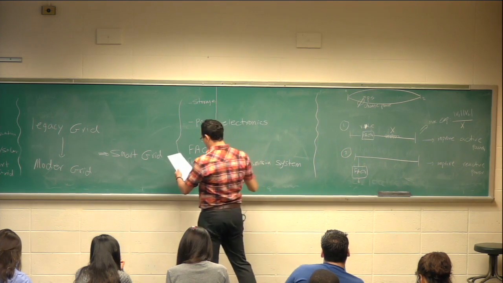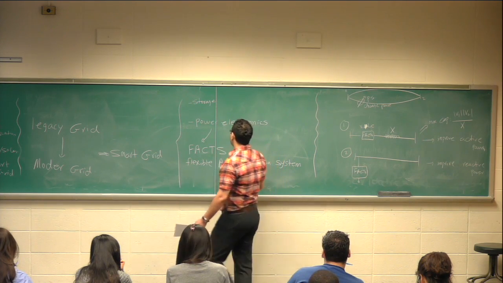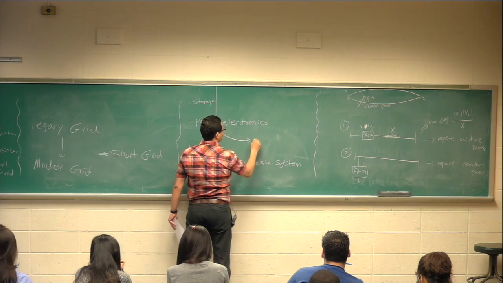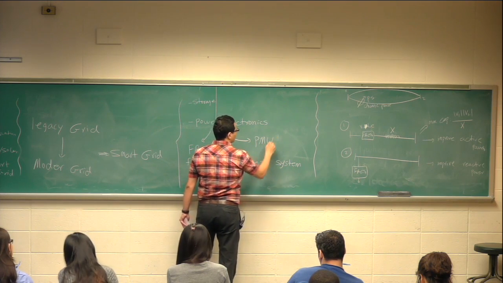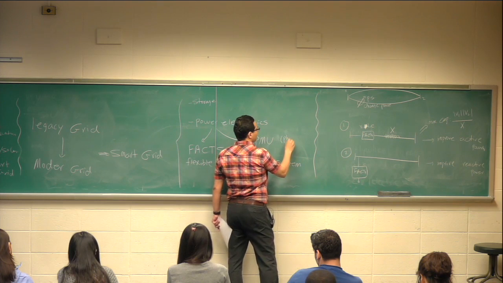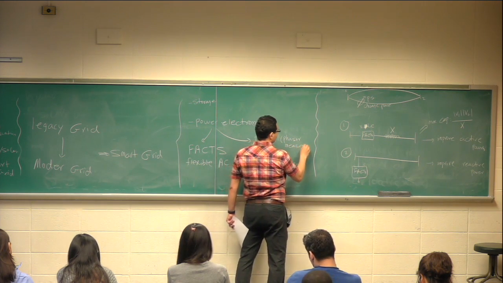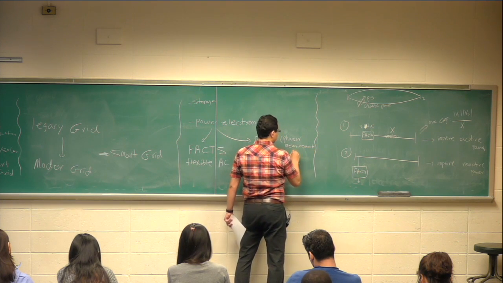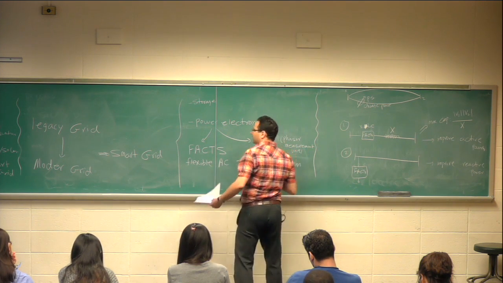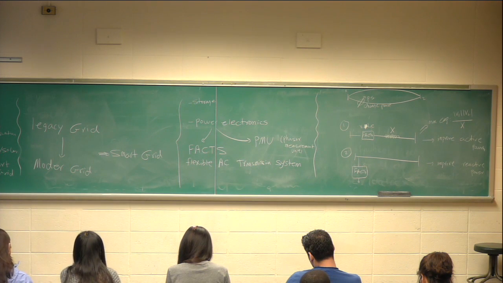So the first thing was power electronics. The first one is FACTS device. The second thing is PMU. So what is PMU? Phasor measurement unit. So let's explain this. This is very important. This is one of the big things in a smart grid.